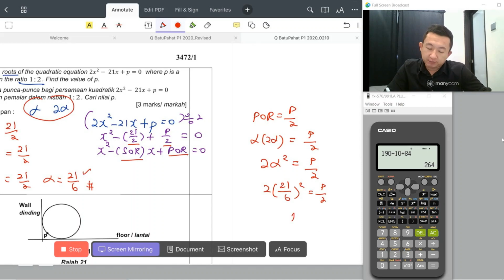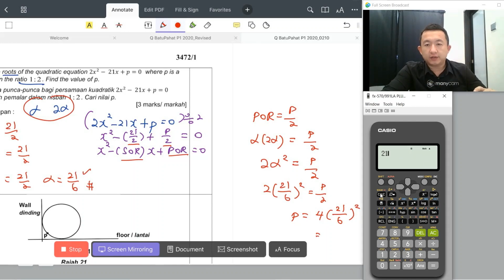And the last part, p equals 4 times (21 over 6) squared. Get this done by the calculator. 21 divided by 6, and then square it, multiply by 4, 49.